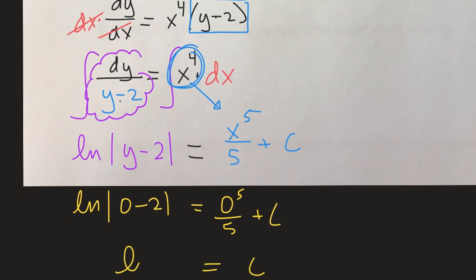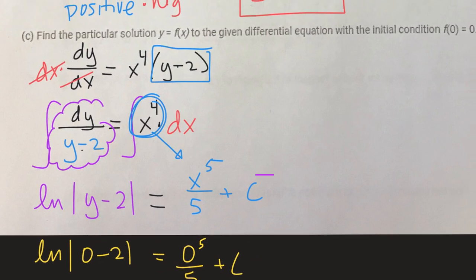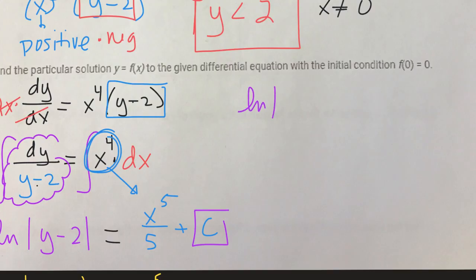Well, c is the natural log of 2, because in absolute value, negative 2 is positive 2. Important to understand. So we're going to go back in here and replace this with c. So natural log, absolute value, y minus 2 equals x to the 5th over 5 plus the natural log of 2. Now let's solve this by exponentiating both sides. So e to the natural log, y minus 2 equals, now we're going to split this apart, e to the x to the 5th over 5 times e to the natural log of 2.